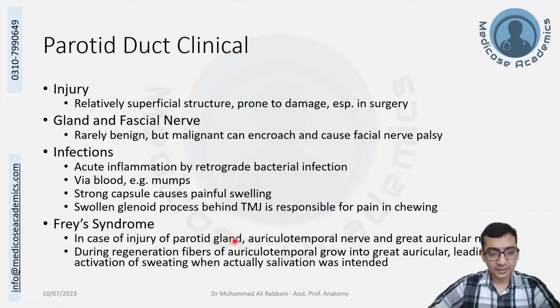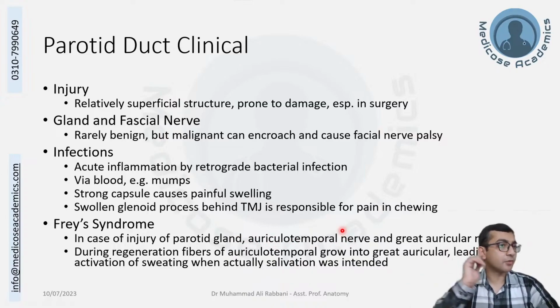And then there is Frey syndrome. It happens because in the parotid gland there are two nerves that are very near to one another. There is the auriculotemporal nerve, coming from the mandibular nerve, across the neck of the mandible into the parotid gland, and passing in front of the ear.